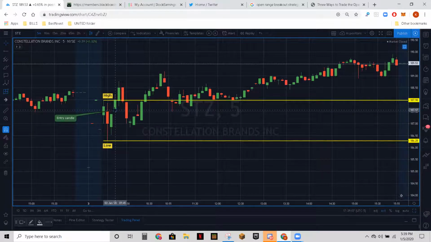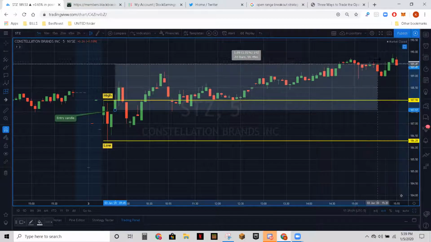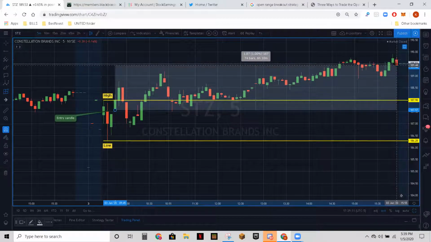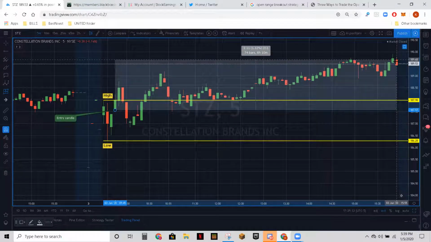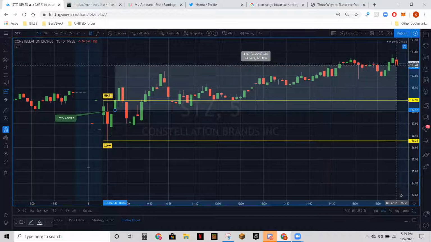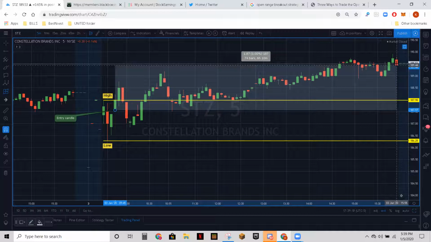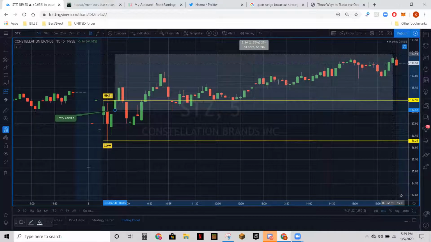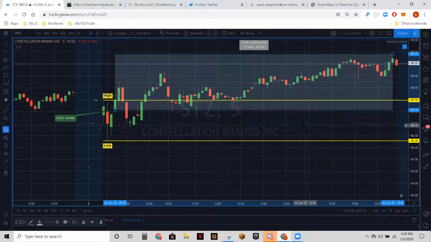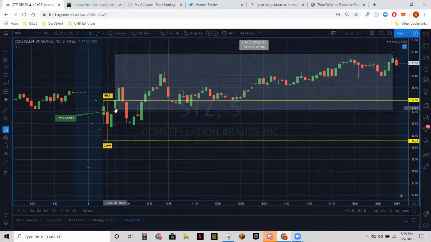So let's see how much money we made. Say you lasted all the way to the end and it closed here and you sold within this candle. And you could have made anywhere like 1% to 1.2% stock price move here. And it peaked all the way up at 1.25% here on this particular stock. So this right here is a perfect example of open range breakout.